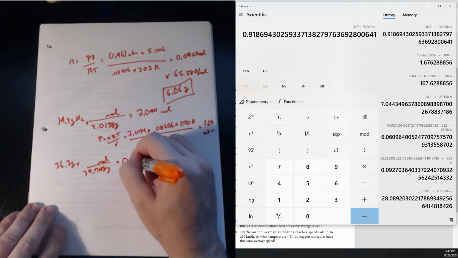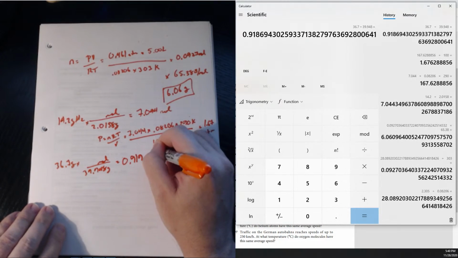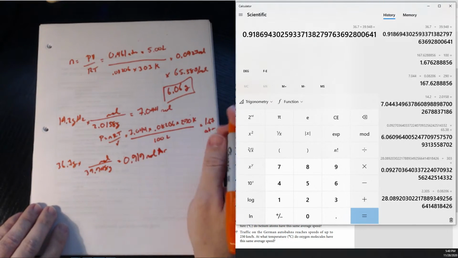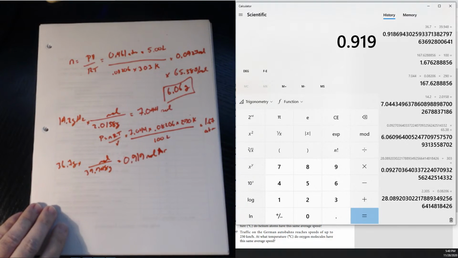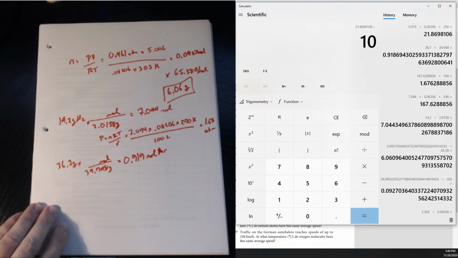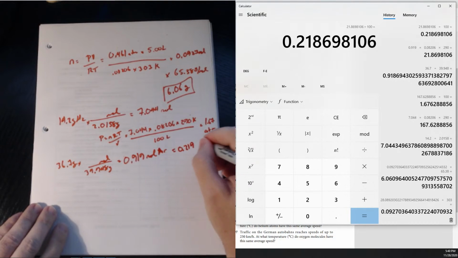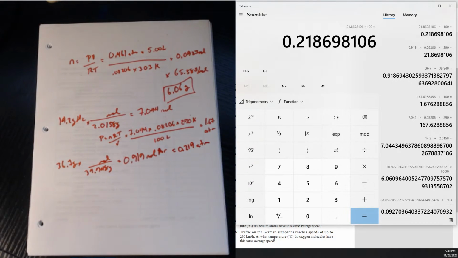0.919 moles of argon. So it's going to be 0.919 times all that stuff. 0.219 atmospheres.